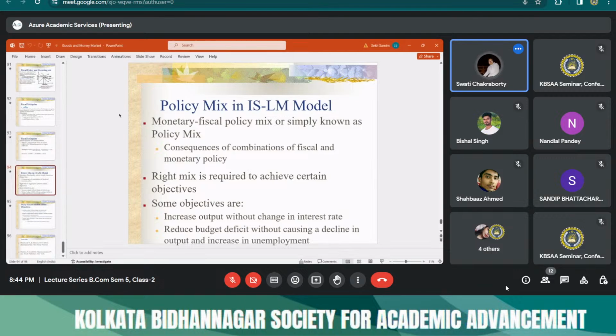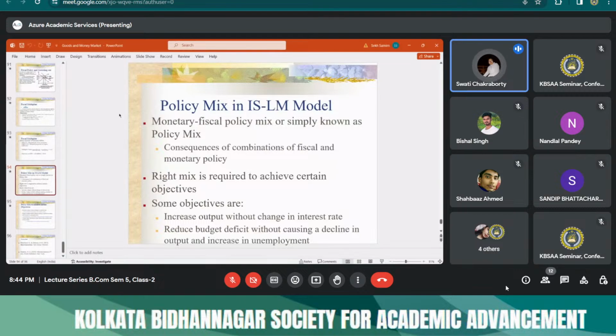We just saw when we spoke about expansionary fiscal policy how the initiation started at the goods market, and the effect percolates down to the money market and back to the goods market. Similar is the case with expansionary monetary policy, where the initiation is in the money market, it goes to the goods market and then affects the money market again. So that's how it goes about.